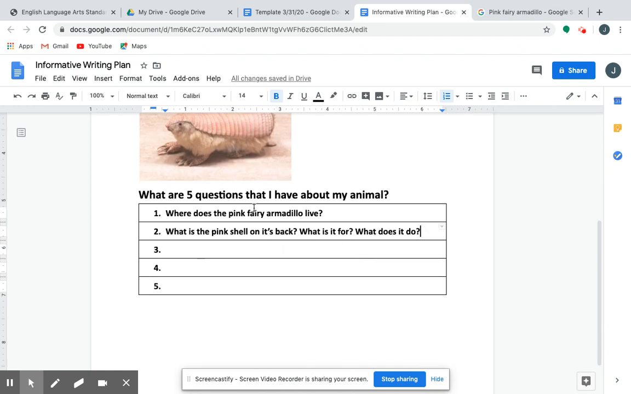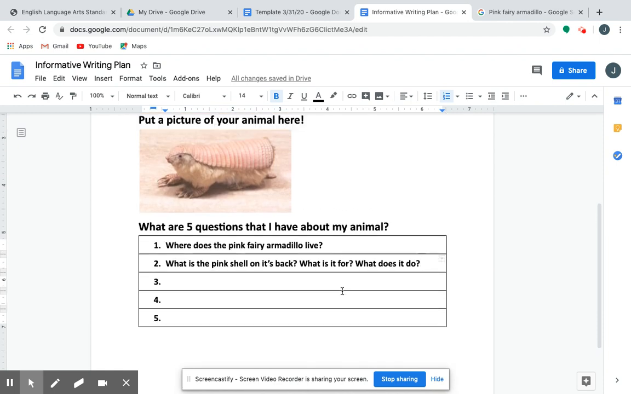So don't think too hard about these questions. It's just like look at your animal. What do you think you need to know? Other ideas we all need to know about our animals. I mean, what do they eat? Do they have any predators, or are they predators? Where do they build shelters?